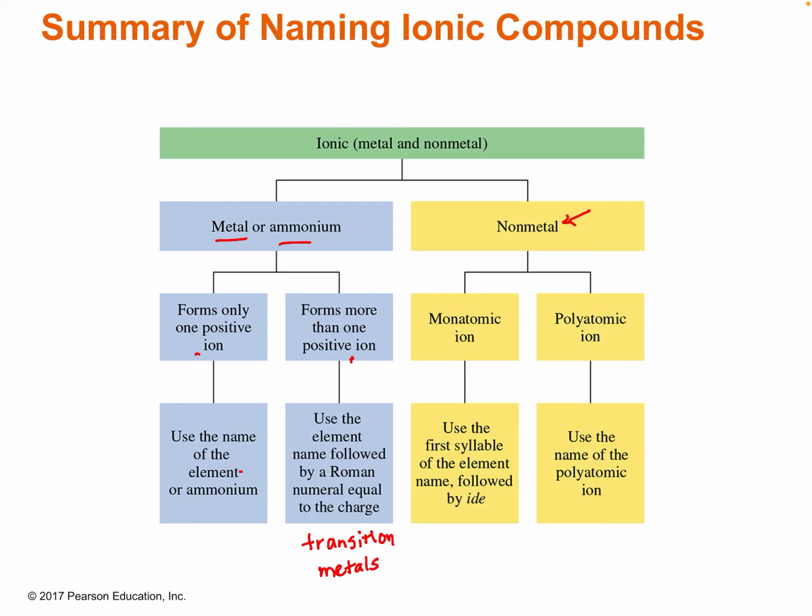Okay. So you're either going to write just the name or write the name plus a Roman numeral for the transition metals. For the nonmetals, it will either be 1 element, a monatomic ion, which means that you're going to change the name of the element to end in IDE. So like fluorine becomes fluoride or sulfur becomes sulfide. If it's a polyatomic, then you're just going to use the name of the polyatomic when you're naming it. So you need to make sure that you have those memorized.